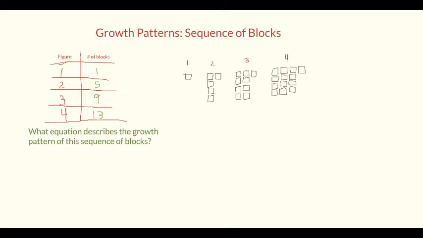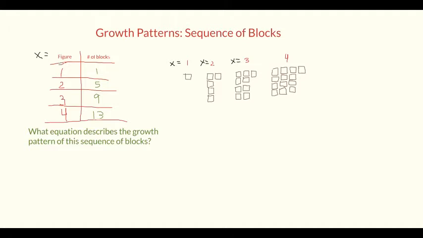And now we need to figure out what equation best describes this pattern. Let's let x represent the figure number. So if x is equal to 1, then this only represents this one figure, but this one figure only has 1 block. And if we let x equals 2, we have that same first block with 1 column of 4 blocks.